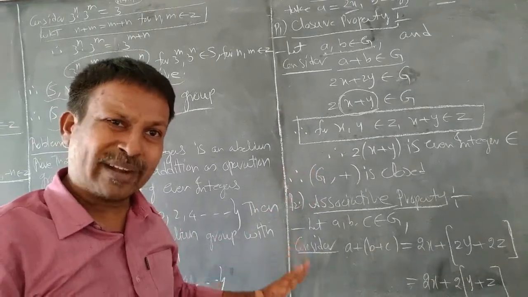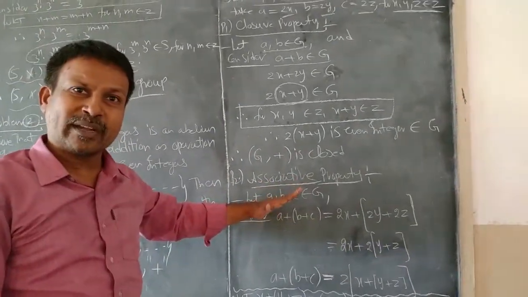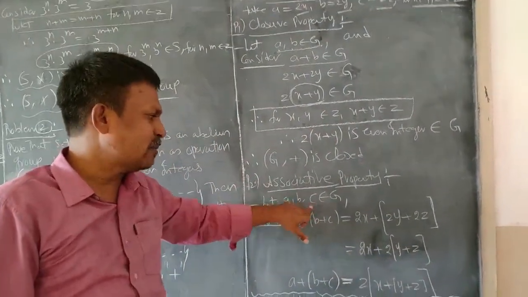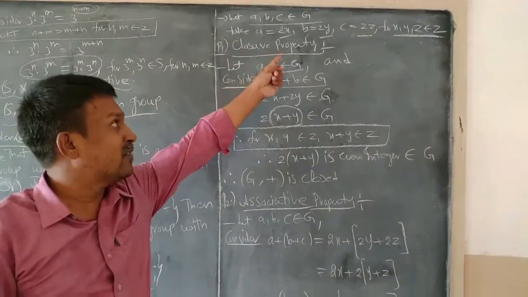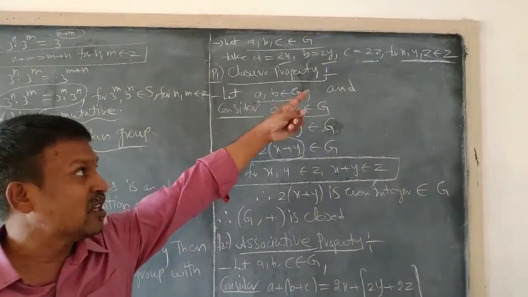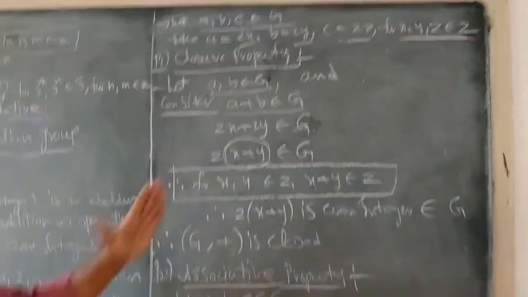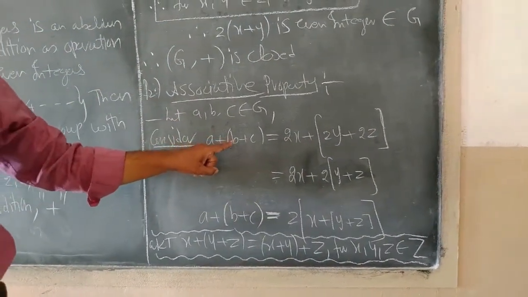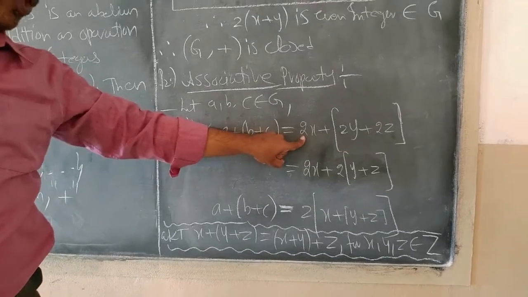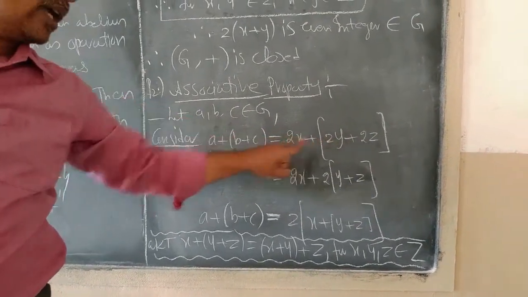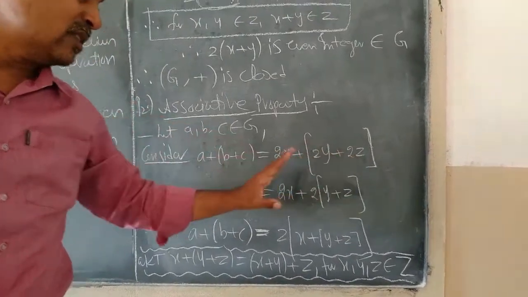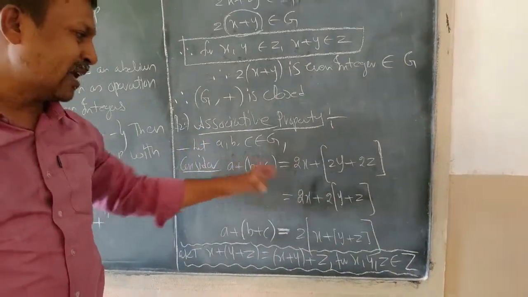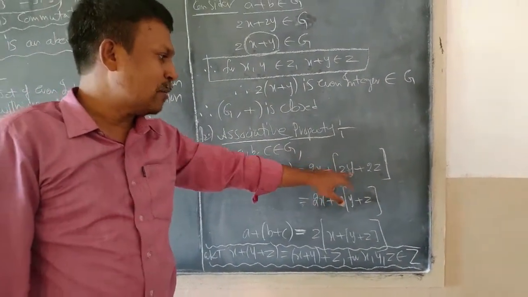So if I go to the next property, that is the associative property, to prove this we have to take three elements from set G in the general form. So I have taken a, b, c belongs to G. a will be in the form of 2x, b will be in the form of 2y, c will be in the form of 2z, for x, y, z belongs to capital Z. So the left hand side will be a plus of b plus c. In place of a, I wrote 2x, in place of b, I wrote 2y, in place of c, I have taken 2z. That is, substituting the values of a, b, c in the left hand part of the associative property. I have got 2x plus of 2y plus 2z.